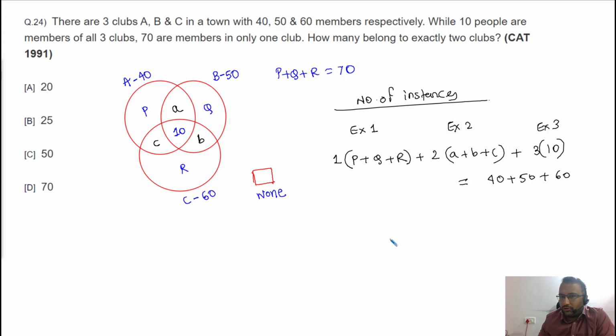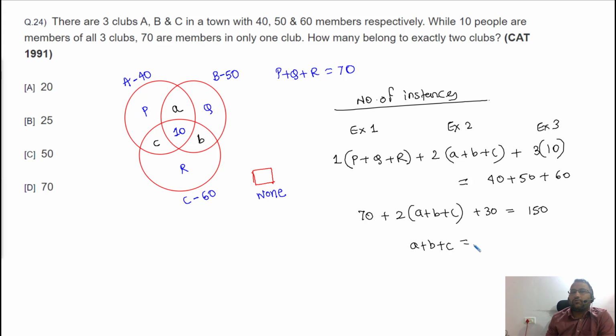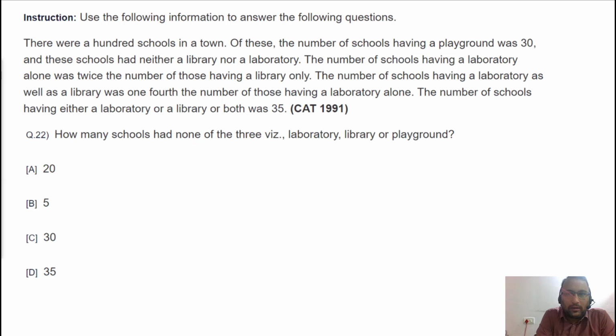So let's solve this equation. We know P plus Q plus R is equal to 70 plus 2 times A plus B plus C plus 30 is equal to 150. So if you solve this equation, you will get the value of A plus B plus C is equal to 25. So A plus B plus C represents the number of people who belong to exactly 2 clubs. So the answer of this question is 25.